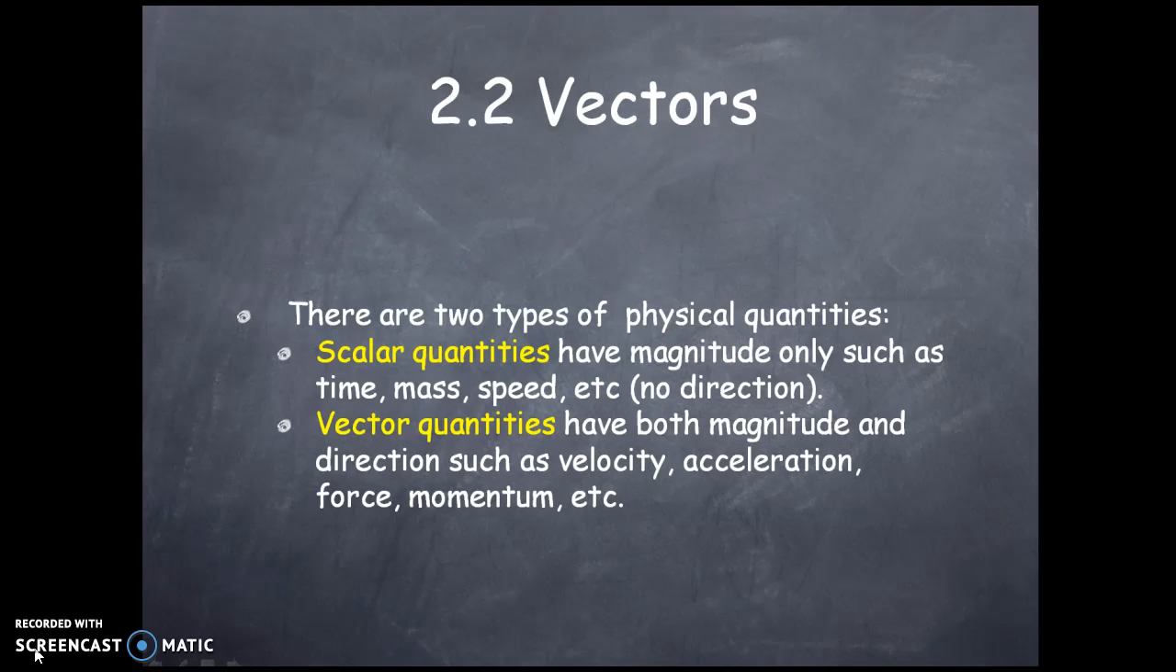Vectors. There are two types of physical quantities, scalar quantities and vector quantities. Scalar quantities have magnitude only, such as time, mass, speed, etc., which have no direction. It doesn't matter which direction we go, we are worried only about the value of it, which is the magnitude. For vector quantities, we are concerned about their values as well as which direction they are going in. Those are called vector quantities. The examples are velocity, acceleration, force, momentum, etc.